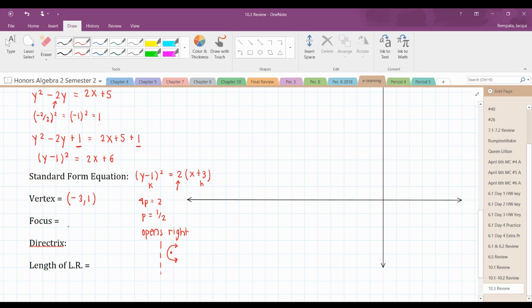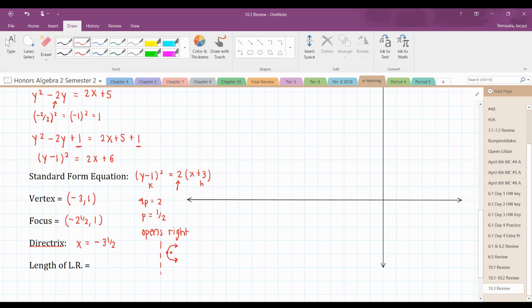So my focus point is going to be, if my vertex is here, a half to the right of that vertex. So negative 3, if I add on a half, that will move it to the right. So negative 3 plus a half will be negative 2.5, but the y value is the same because they need to line up horizontally. My directrix, since it's a vertical line, is x equals. From negative 3, now I'm moving to the left a half. So a half to the left of negative 3 would then be negative 3.5.